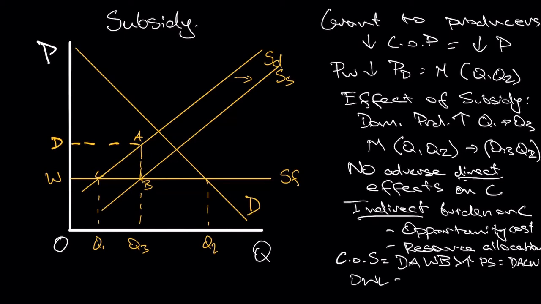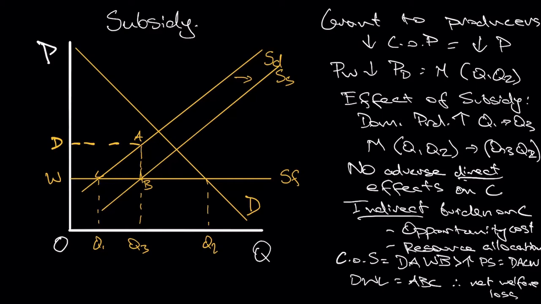Deadweight loss, which is the area ABC, which is a little triangle between the cost of the subsidy and the increase in producer surplus, all right? So this actually creates, therefore, a net welfare loss because of the fact that the cost of the subsidy is greater than the increase in producer surplus.